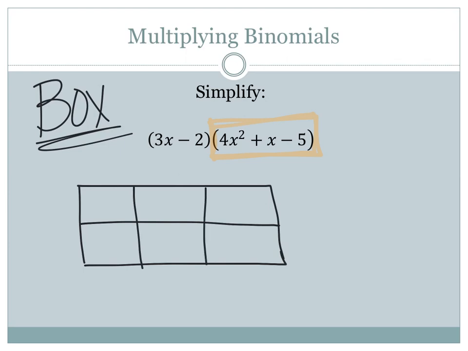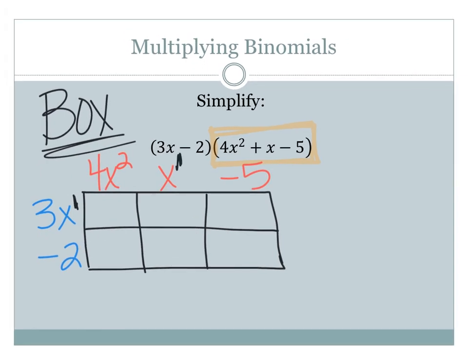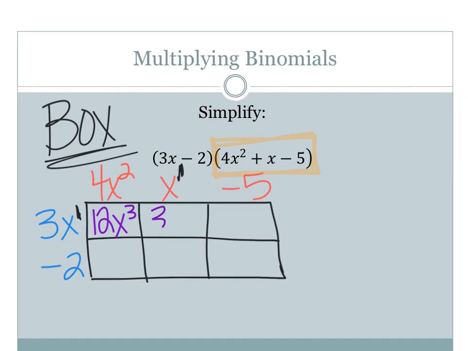So we're going to put that 4x squared on the top, that x and the minus 5, and on the side we're going to have a 3x minus 2. Remember, before we go forward, this 3x has an exponent of 1, same with this x up here, so we have to add our exponents together. So we have 3x times 4x squared, which is 12x cubed. 3x times x, which is 3x squared. And 3x times negative 5, negative 15x.